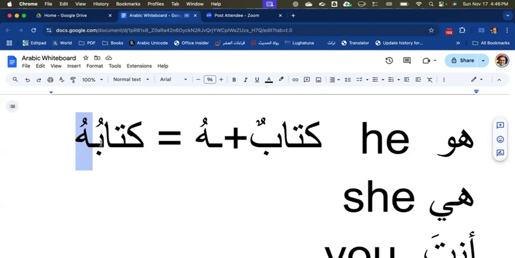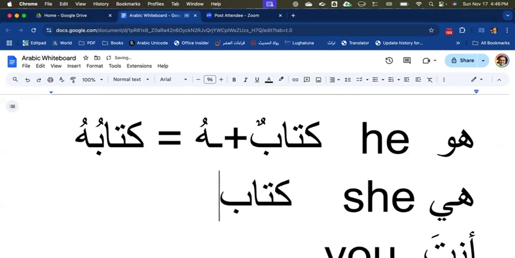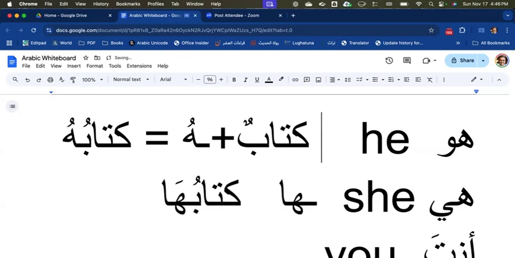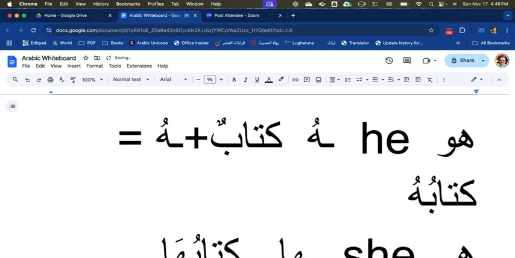So kitabuhu, book of his. Another way to say book of his is how? His book. Right? Does that make sense? Yes, but we'll get used to it more, inshallah. And then if you want to say book of hers or her book, kitabuha. It's a little bit different. So the connected version of hiya is ha. The connected version of huwa is hu, like that. Okay?